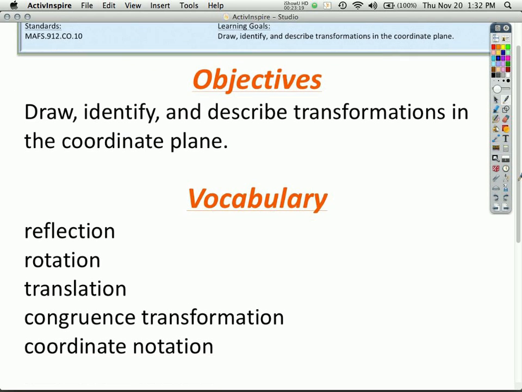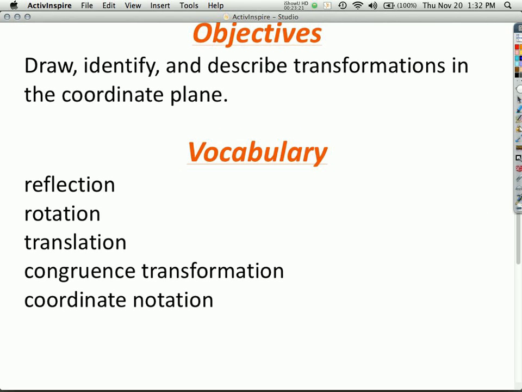Here's some vocabulary that you already know, and then a couple that you don't know. Reflection, rotation, translation. You should already know that those are different types of transformations. There was also another phrase that I introduced to you. Does anyone remember the phrase that described a type of transformation that kept the shape the same?